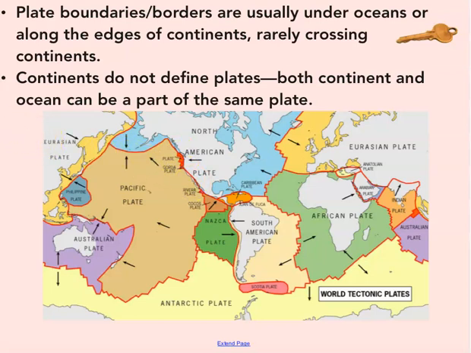Both continents and oceans can be part of the same plate. So, for example, you have the North American plate. It's a lot of North America, but it's also a lot of the Atlantic Ocean. The South American plate is not just South America. It's the South American continent as well as the western part of the southern Atlantic Ocean. The African plate, same way. It's not just the continent of Africa, but it also consists of a lot of ocean as well.